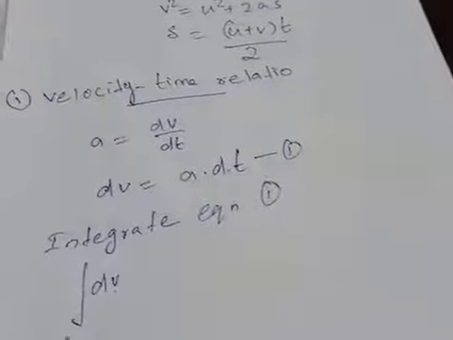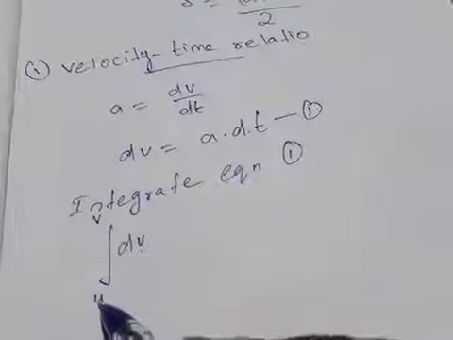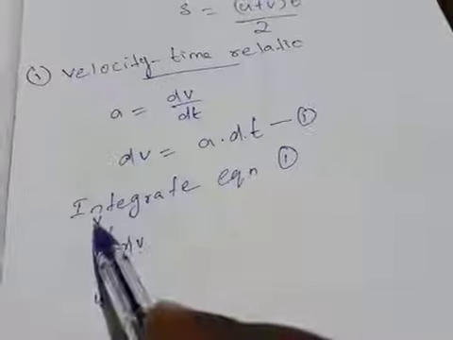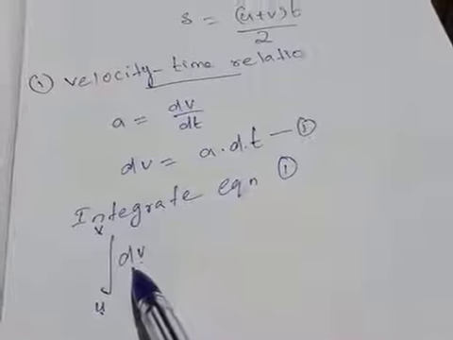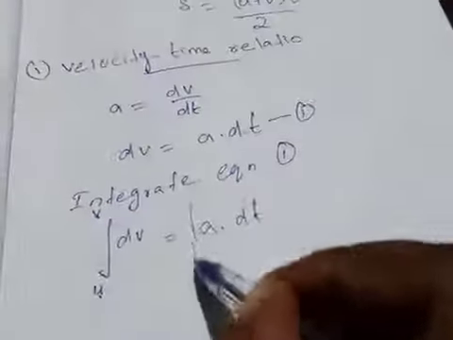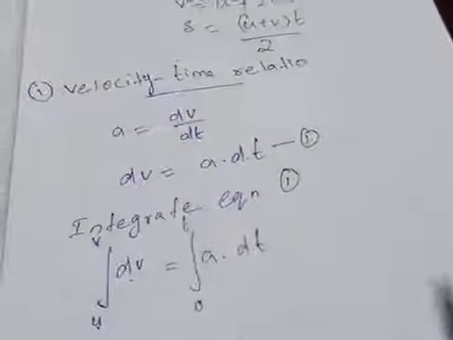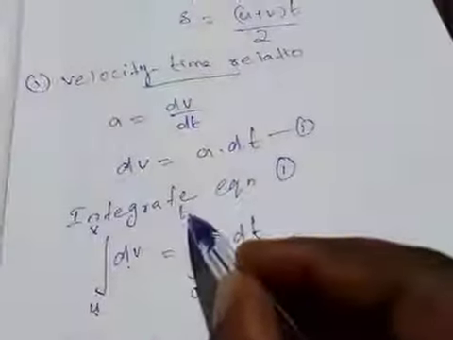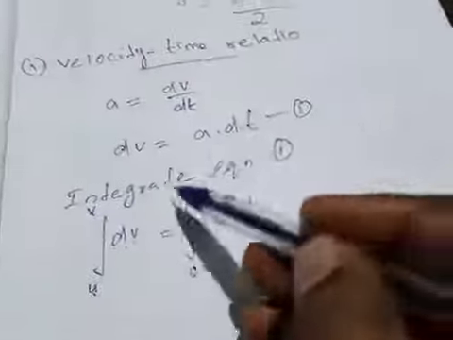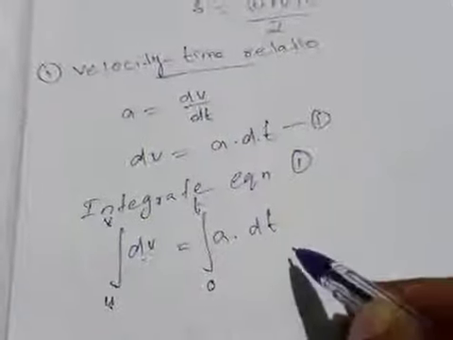While doing the integration we have to give the limits. Here for v we have to give u to v. U means initial velocity, v means final velocity, so from initial velocity to final velocity we are finding the velocity. For a into dt, since t is there, you integrate from time 0 to t, that means from initial time to final time. Initial time is 0 and the final time is any time, maybe 2 seconds, 4 seconds, or 5 seconds.